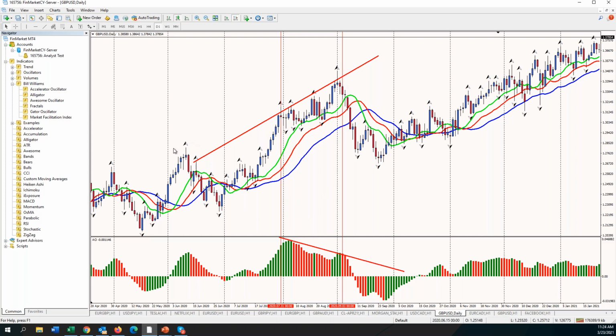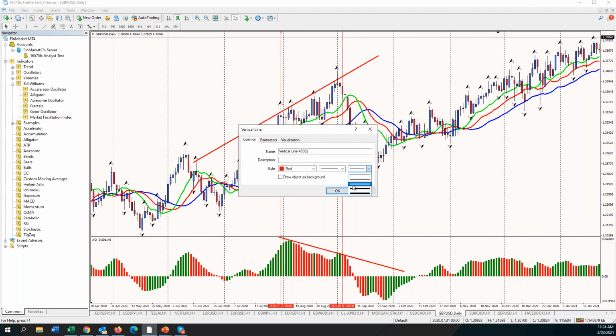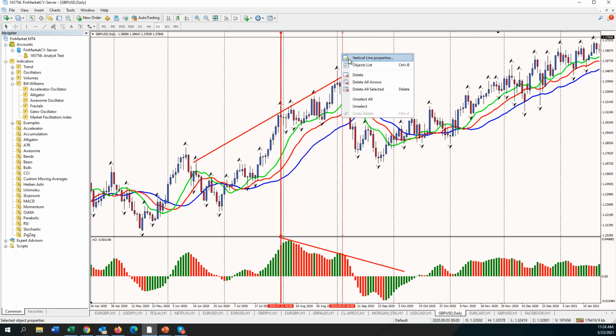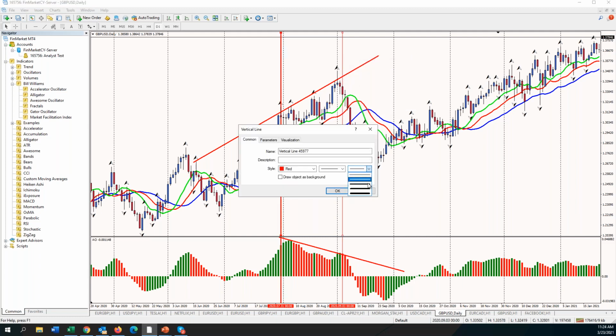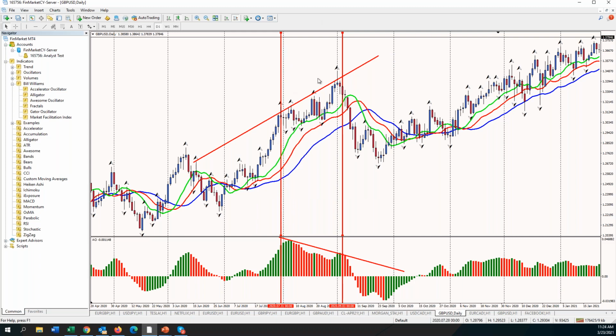Divergence, higher highs, higher lows, lows. Okay, this is the divergence. Let me take the lines here for you to see it a little bit better. Give me a second. All right, so this is the divergence. The divergence stating a reversal in the market according to Bill Williams.